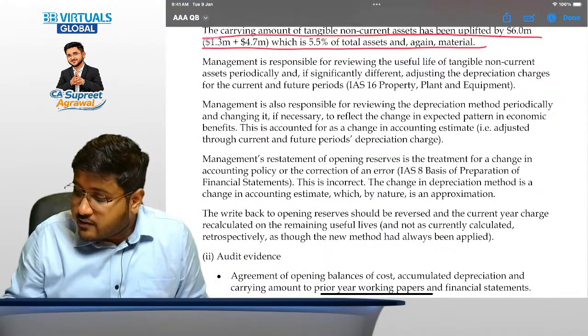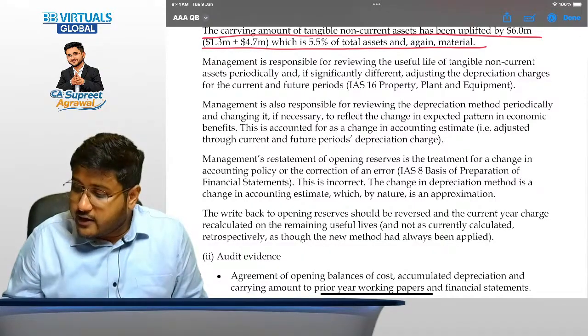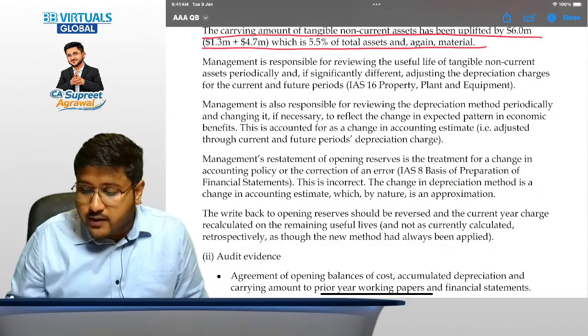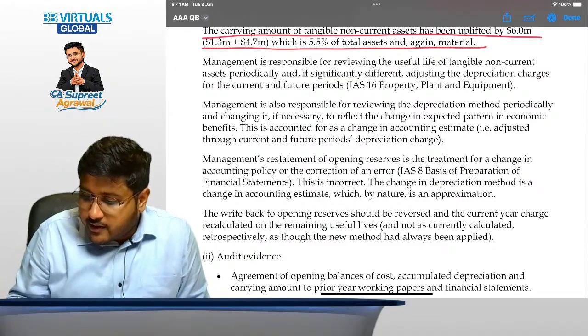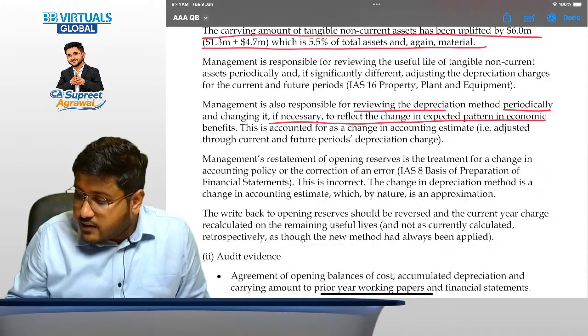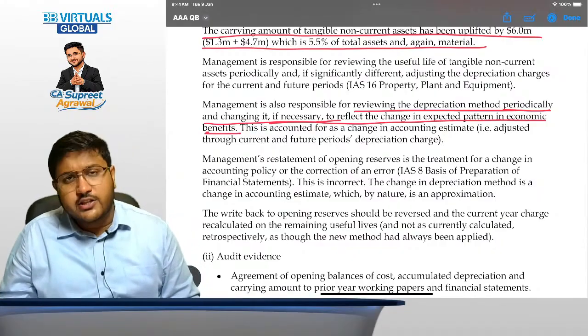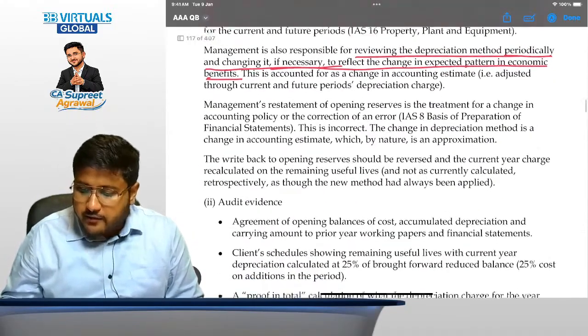Right? Then management is responsible for reviewing the useful life also. So this point is very much valid. But when we talk about management responsibility, we can also discuss that if necessary, they need to change the depreciation method to reflect the changes in expected pattern of economic benefits also.